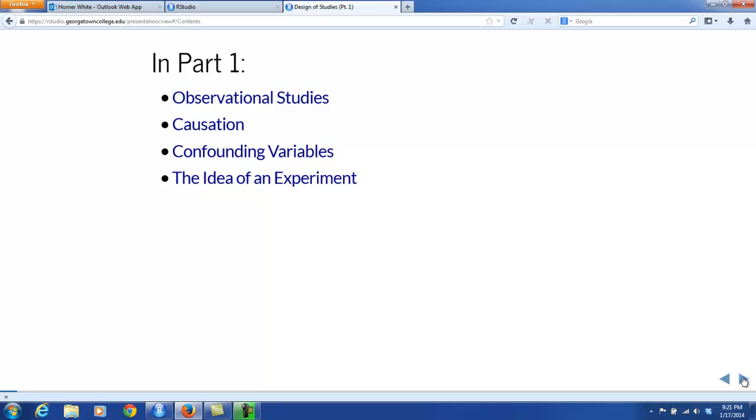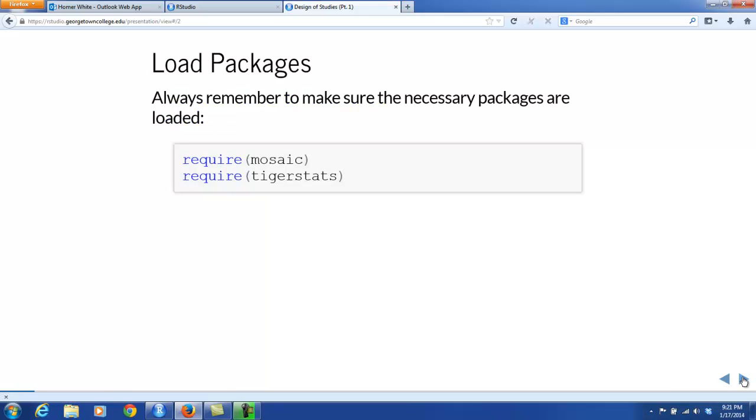These are a slightly different type of study that are aimed again to examine relationships between two variables, but to be a little bit better at detecting causation when it exists. Always make sure to remember that you've loaded the necessary packages.